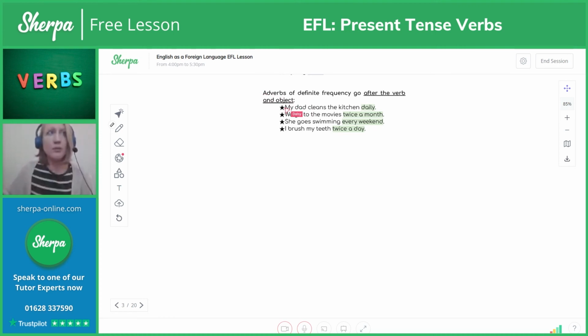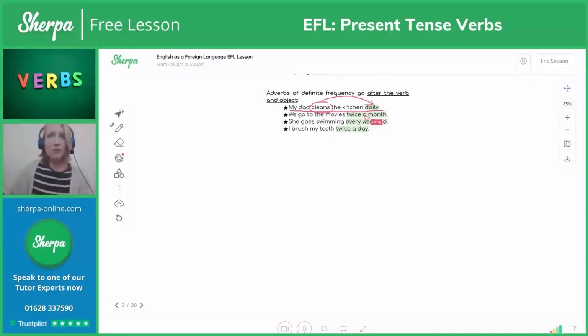Some examples. My dad cleans the kitchen daily. Okay, so cleans is the verb. Place the adverb after the verb and object. So we wouldn't say my dad daily cleans the kitchen. It doesn't sound right. My dad cleans the kitchen daily. You try.